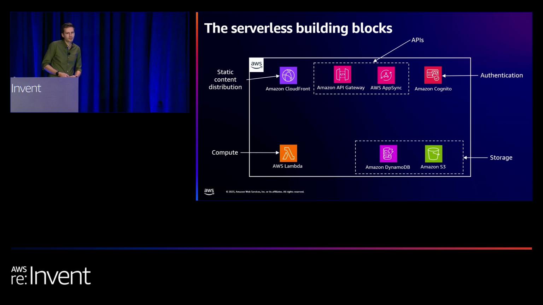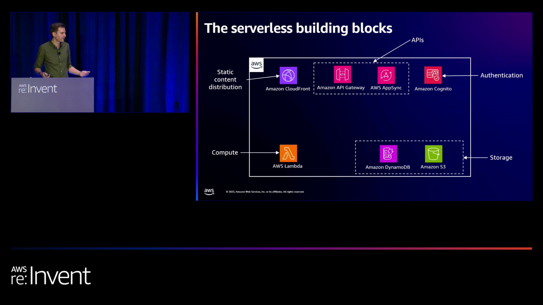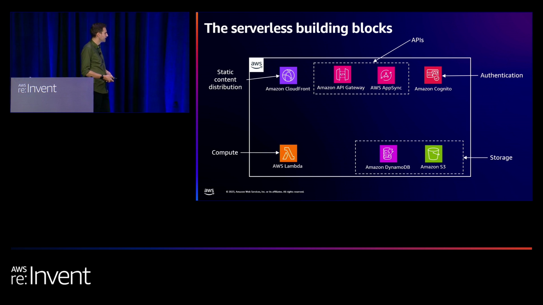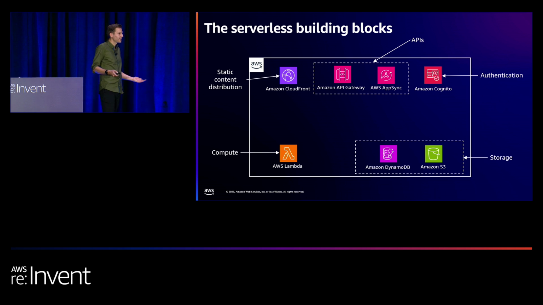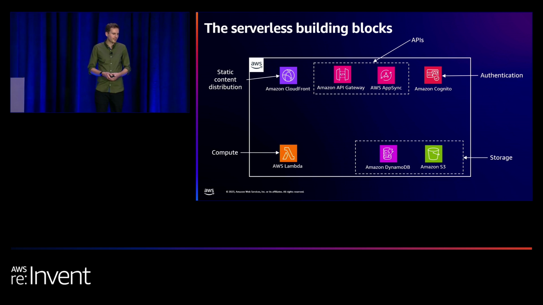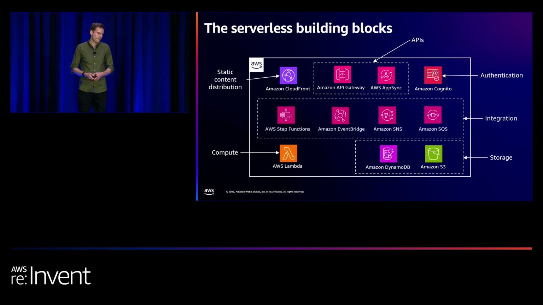For storage, we've got DynamoDB to provide us with a key value store. This is a NoSQL database. And Amazon S3 is where we can store objects. These are our files. This provides us with 11 nines of data durability.